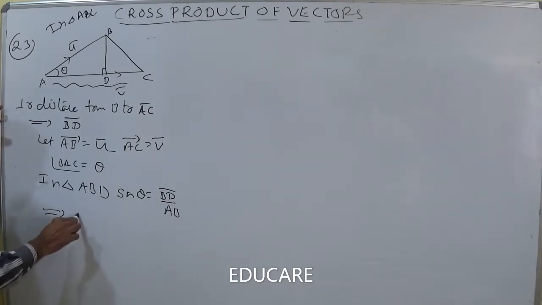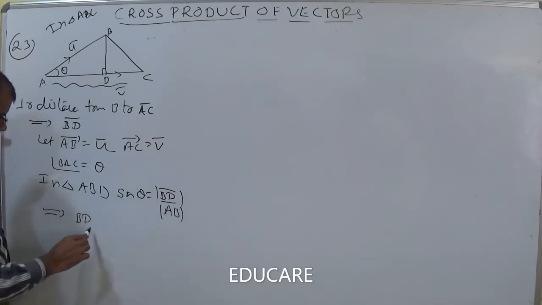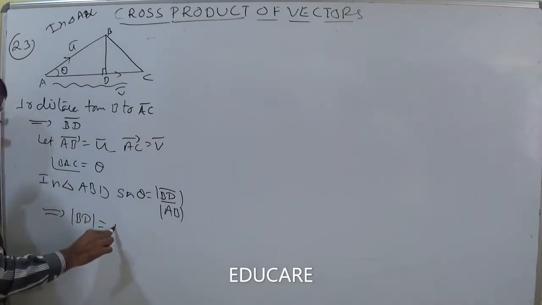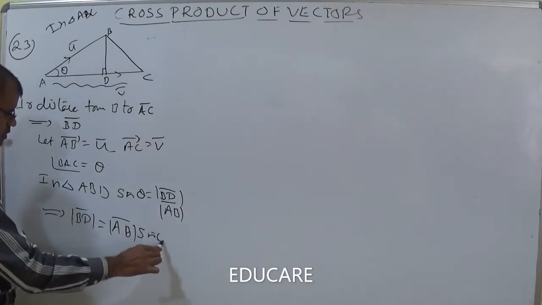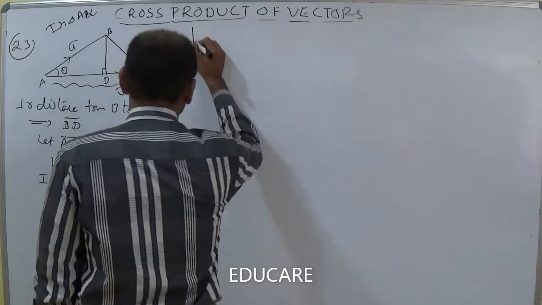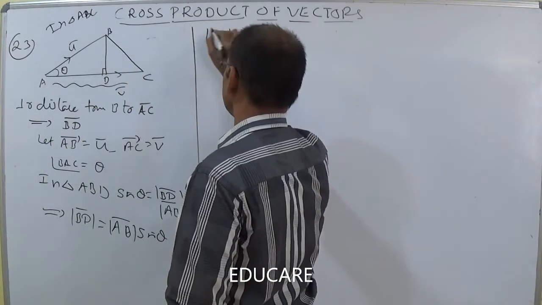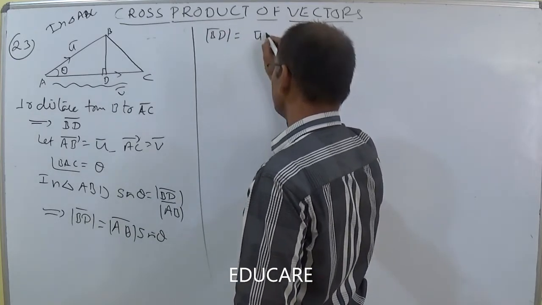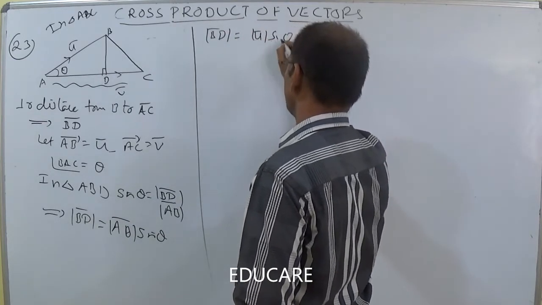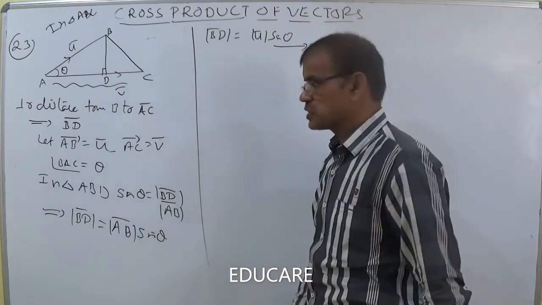That implies, better to put modulus, mod BD is equal to mod AB into sin theta. Mod BD is the perpendicular distance. So mod BD is equal to mod u bar into sin theta. Let it be the first equation.